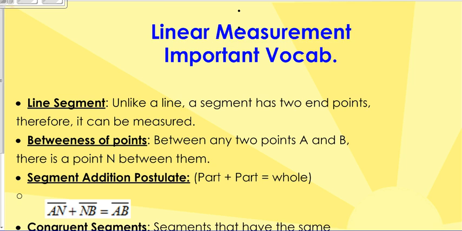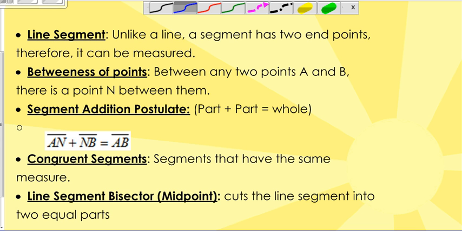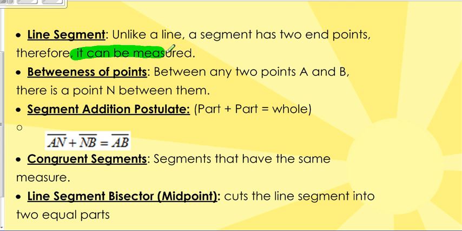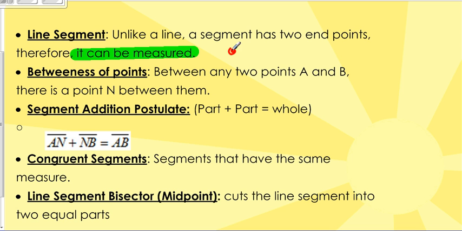All right, so a line segment is going to be a line that actually has two endpoints. So a line goes on forever. A segment is going to have two endpoints. So therefore, it can be measured. It's going to have some sort of length. Right? So if I had a line segment, I could say it was 6 centimeters. It's going to have a length or a distance.